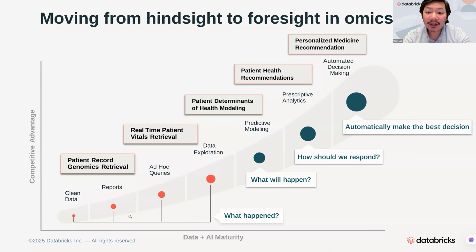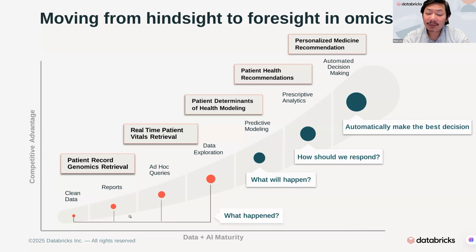So as powerful as multimodal data is in omics, in the end, we're actually looking for better patient outcomes. If you think about it, there is a journey in which you can adopt more technology in order to reach that better patient outcome, which eventually will be personalized medicine. For a lot of clients today, they already have the ability to retrieve patient record genomics, and they are working on getting more real-time IoT information from many devices today in order to get that patient vitals retrieval. And they're also moving towards determinants of health modeling.